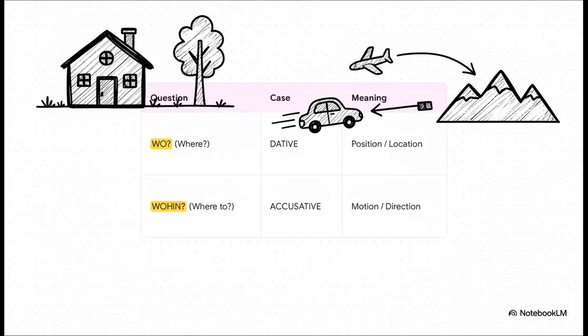It all boils down to one single question. That's it. Are you talking about a fixed position, a static location? Then you ask the question, wo, where, and you use the dative. Or are you talking about movement towards somewhere, a direction? Then you ask, wohin, where to, and you use the accusative. Location or direction, that's the whole game.